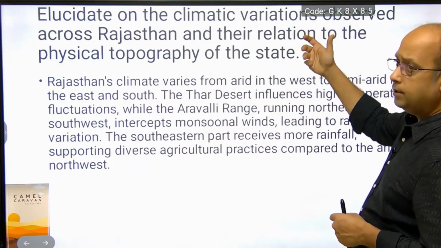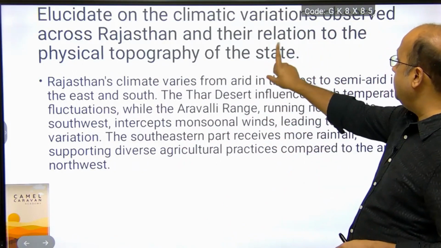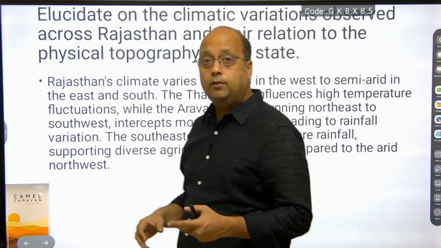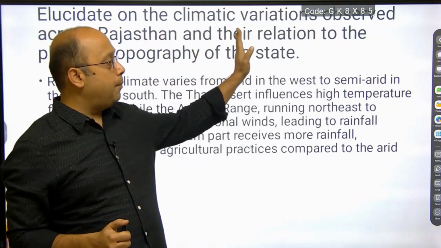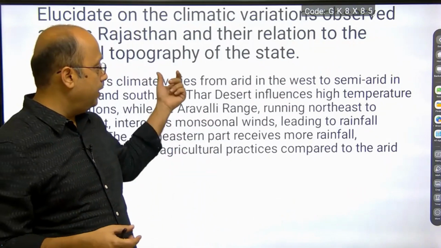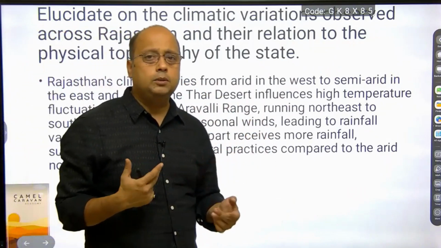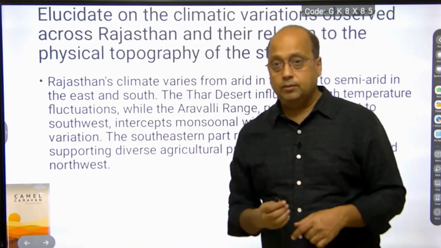Elucidate the climatic variation. Why do we have a variation observed across Rajasthan and their relation to the physical topography of the state? So this question is again a very confusing question. It is not to tell why we have a climatic variation. We have to relate it, link it with the topographical features. So it is rather more a question of relationship between landscapes and climate rather than only the climate variation.